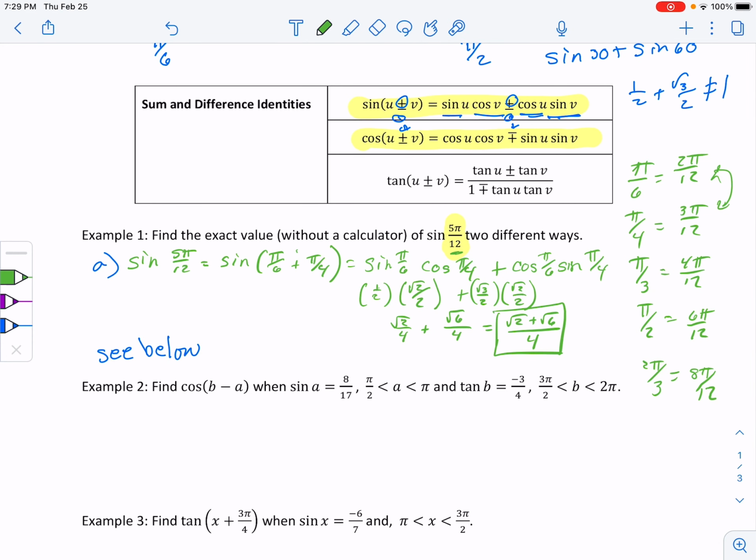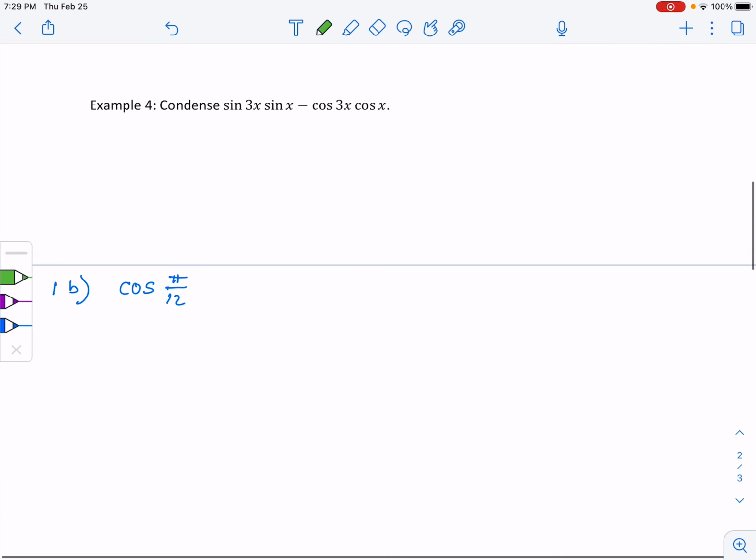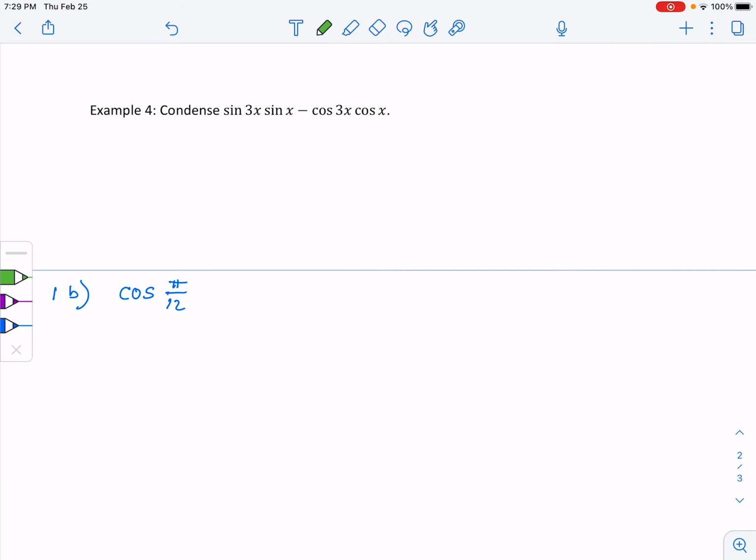You've got to memorize the formula. Well, it's just easier to do it. Okay, this asks us to find 5 pi over 12 two different ways. I'm not going to do that. I want to jump down here and find the cosine of pi over 12.